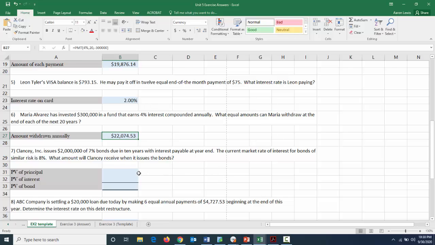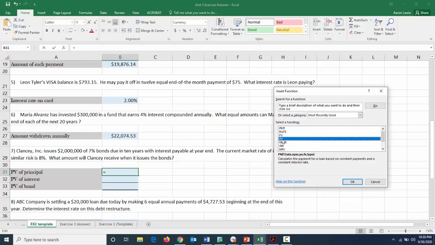We got to figure out two things here. Again, how bonds work is we're going to sell these, 10 years are going to pass, and then we're going to have to pay back the $2 million. That's the principal. That's one lump sum coming 10 years in the future. So since it's in the future and we know the rate and we know how much time, what we have to figure out is what it's worth in the present. So we're going to use the PV function.